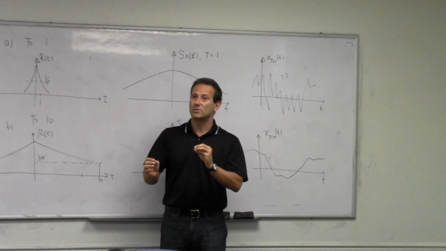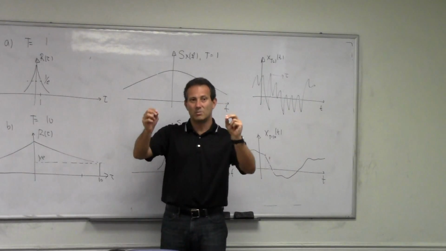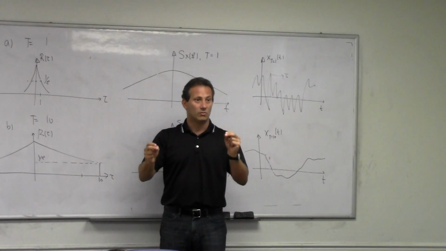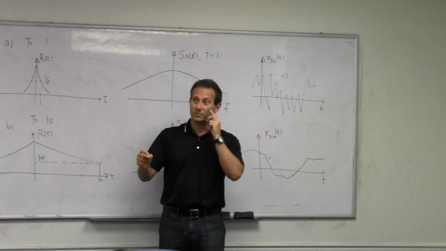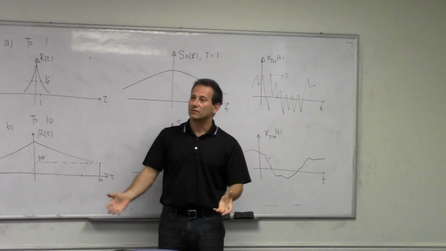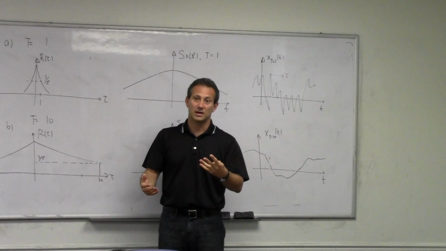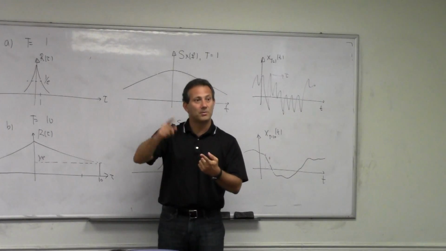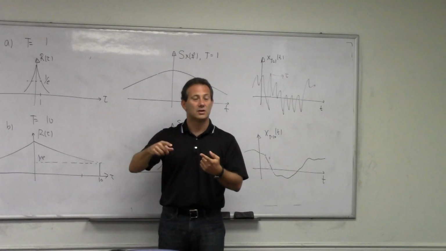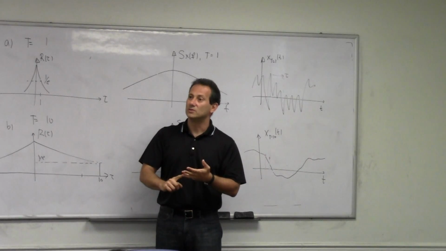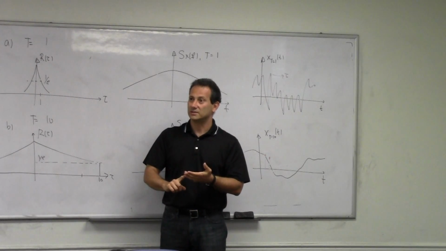Because when it comes to random processes, taking one realization of the process is not very meaningful. What you need is to be able to operate with these descriptors of the process as a whole. And we have three kinds of descriptors now. We have the amplitude domain through the PDFs, we have the time domain through the autocorrelation function, and we have the frequency domain through the power spectral density.